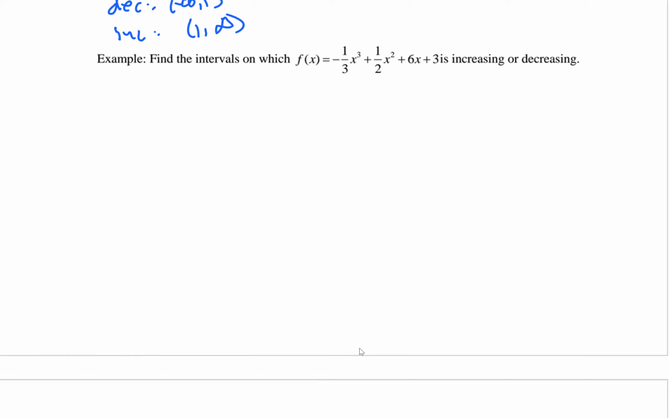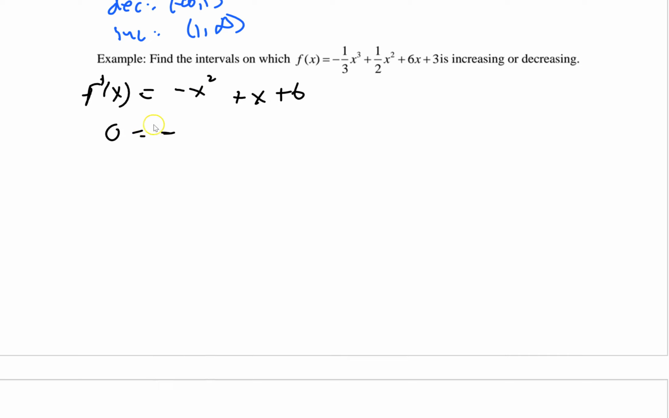So in this example, same concept. F of x equals negative 1/3 x cubed plus 1/2 x squared plus 6. So let's do the same thing. Let's find our derivative first. So negative x squared plus x plus 6. Now again, I'm going to find my critical points by setting this equal to 0 and solving. Now watch out for this though. I'm going to factor this, because I don't like factoring like this. I'm actually going to pull out the negative 1.